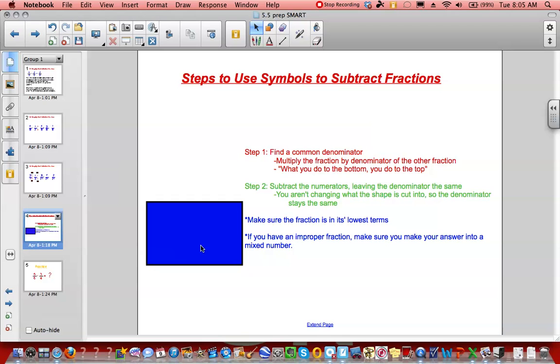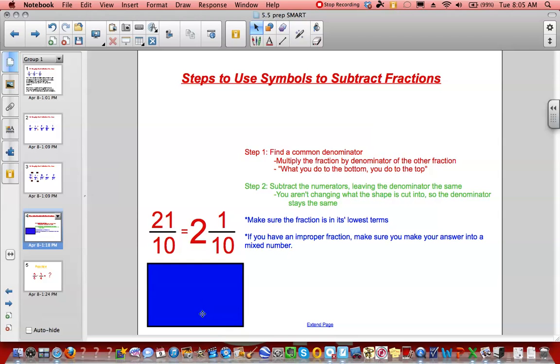Make sure the fraction's in its lowest terms. And if you have an improper fraction, make sure you make your answer into a mixed number. So in this case, we have 21 over 10 as our fraction. We need to make sure that's in its lowest terms, and we make it into a mixed number. Well, 10 goes into 21 2 times, leaving us 1 over 10. 21 over 10 is the same as 2 and 1 over 10 as a mixed number. 1 over 10 is as low as that fraction can go.